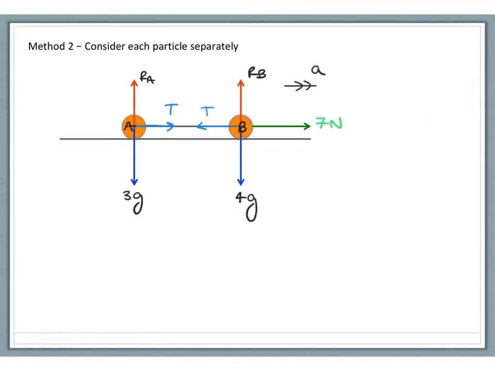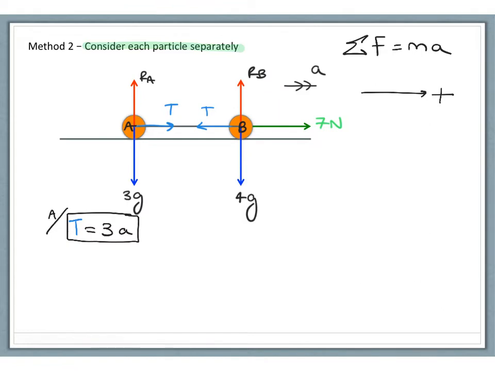Now, the second method that we can use to solve a connected particles problem is to consider each particle separately and apply Newton's second law of motion, F equals ma, to each particle individually. So we're going to start off by looking at the forces on particle A. Remember, we're going to the right as positive. The only horizontal force acting on A is T. So we have T equals m, which is 3, multiplied by the acceleration, which is a.